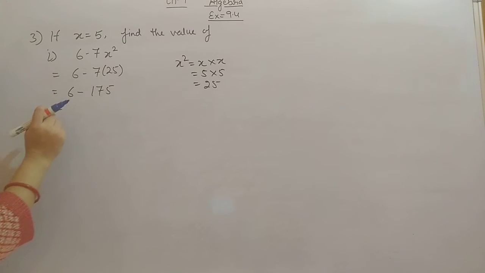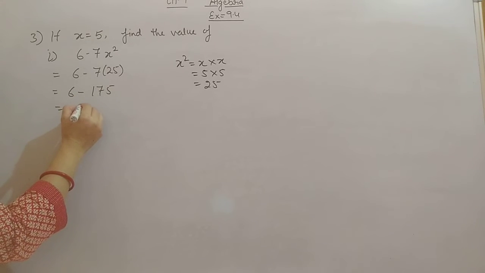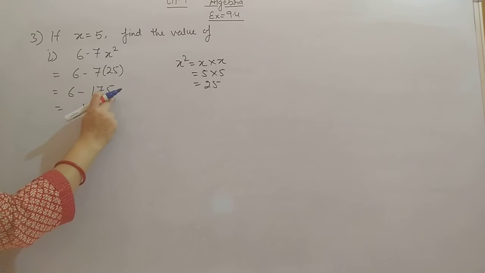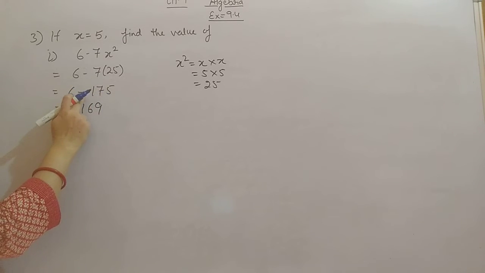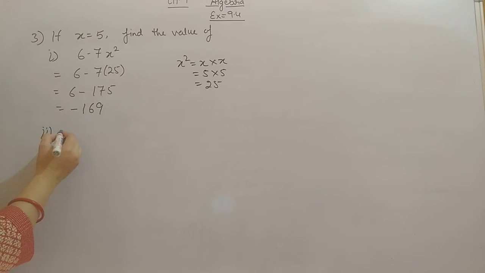And now you have to subtract a very big number from a small number. So first do the subtraction. 169 you will get. And because 175 is a greater number, it is having minus symbol. So final symbol will be minus symbol.